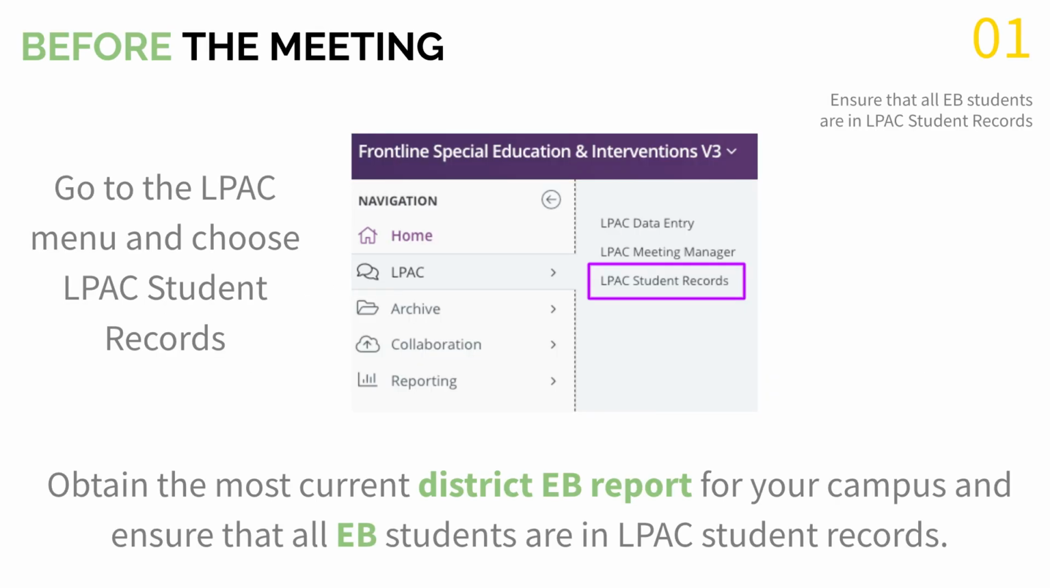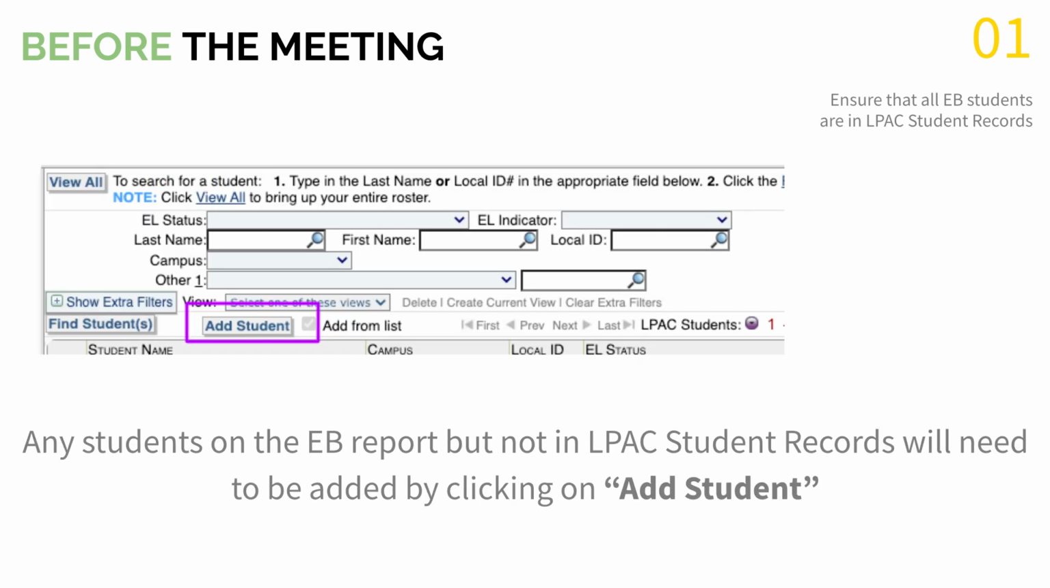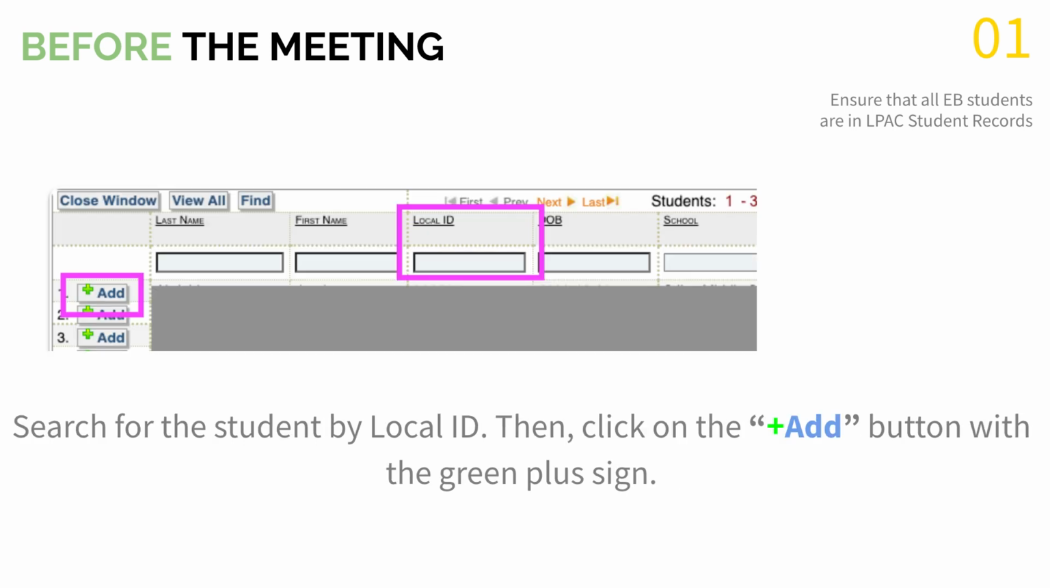First, obtain the most current district EB report for your campus and ensure that all EB students are in LPAC student records. Filter the list in student records by using the EL indicator drop-down filter option and then choose 1EBEL. Cross-check this list with the most current EB report data. Very important. Next, any students on the EB report but not in LPAC student records will need to be added by clicking on the Add Student button. Search for the student by local ID, then click on the plus add button with the green plus sign.